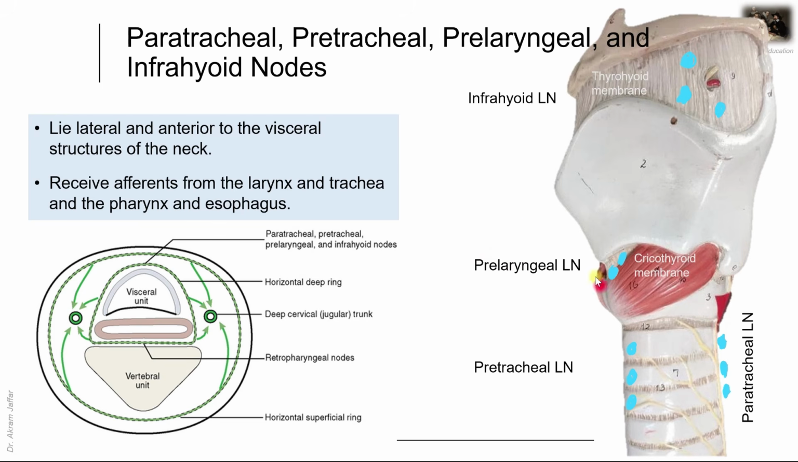Of course, these lymph nodes will continue with the mediastinum and also will have a similar name. And then we have prelaryngeal lymph nodes, which are closely related to the cricothyroid membrane between the cricoid cartilage and the thyroid cartilage. And then we have infrahyoid lymph nodes located on the thyrohyoid membrane, which is located between the hyoid bone and the thyroid cartilage. These lymph nodes receive from the larynx, the trachea, the pharynx, and the esophagus. And as I said, they drain to the deep cervical lymph nodes along the internal jugular vein.